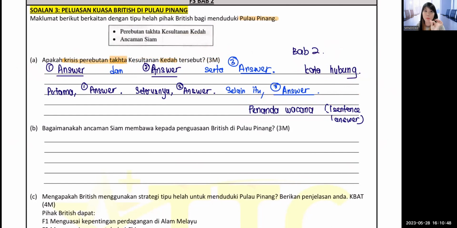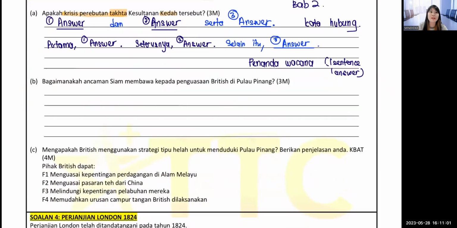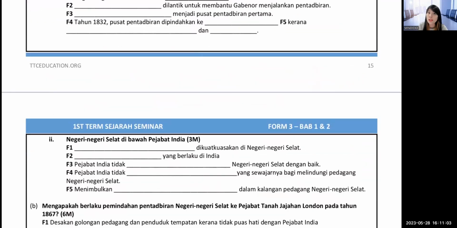That's it. You full stop. Then another sentence, one answer. If you put kata hubung, I will treat it as one answer. I don't give you 2 marks, for example. So accordingly, you write your answer down. Understand? Okay.